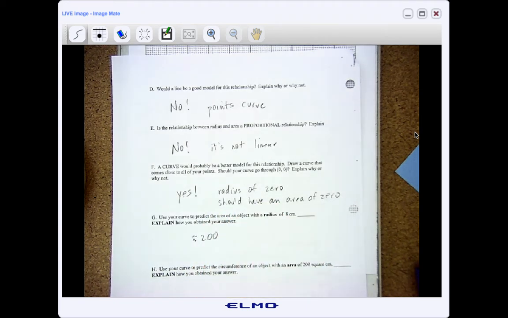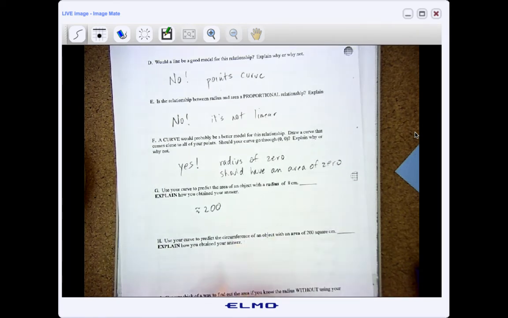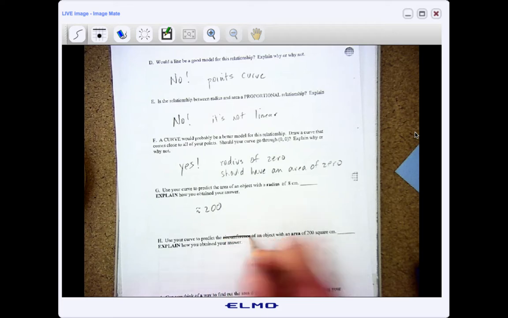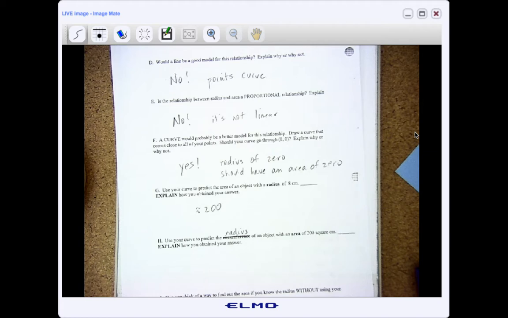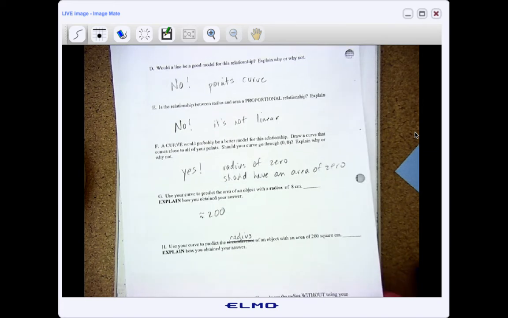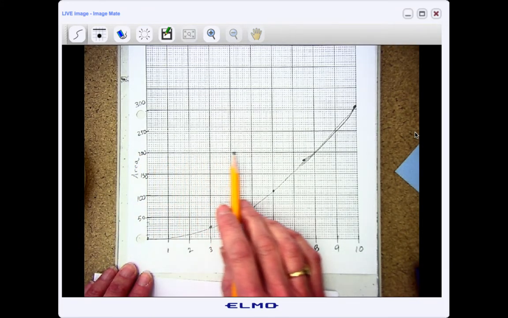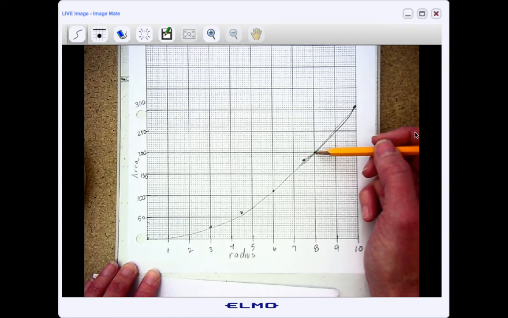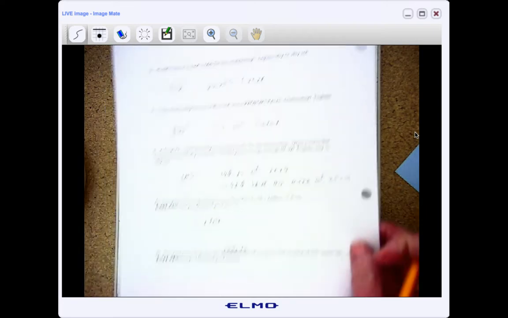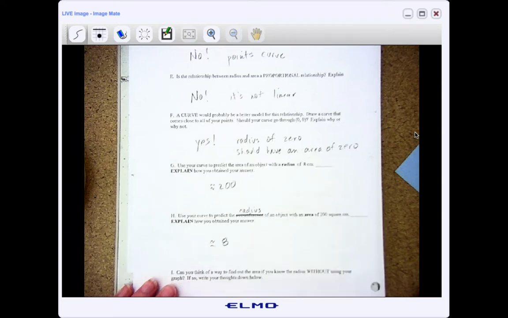Okay, circumference. Use your curve to predict the, oh my goodness, I put circumference, seriously? So I meant to say radius. Okay, so use your curve to predict the radius of an object with an area of 200. Okay, so I head to 200, head down. Mine looks like it's about 8 or so, doesn't it? Well, I guess because that's what I got here. Goodness me, I should have picked some different numbers.